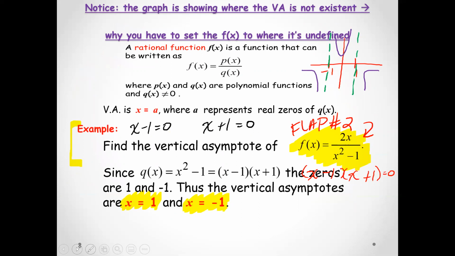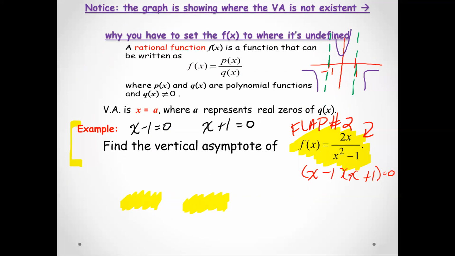So if you take a look over here at this example, here you have 2x over x squared minus 1. If I were to find the vertical asymptote, I would take the denominator, set it equal to 0, and factor it. What times what gives me a -1, and when I add them together gives me a 0? It will be a -1 and a +1. Solve for x: +1, -1.